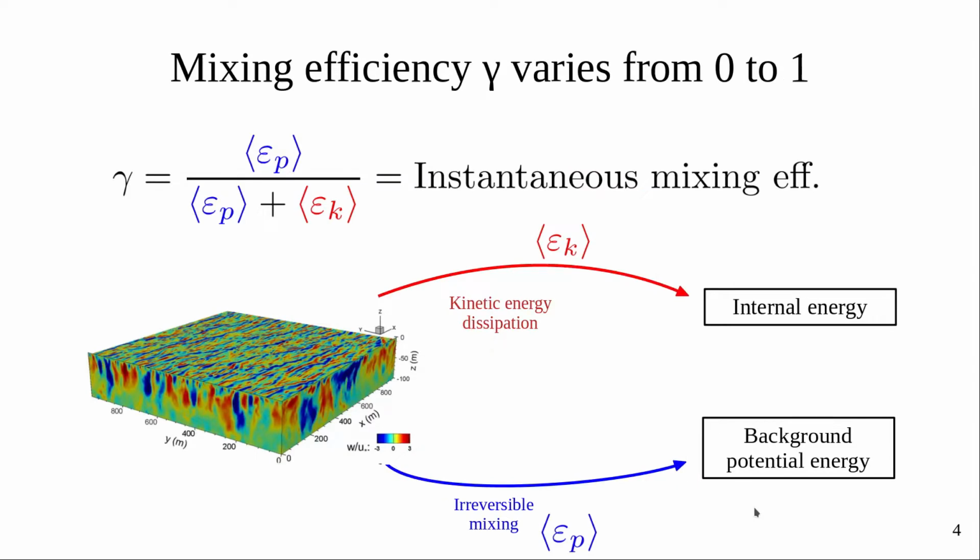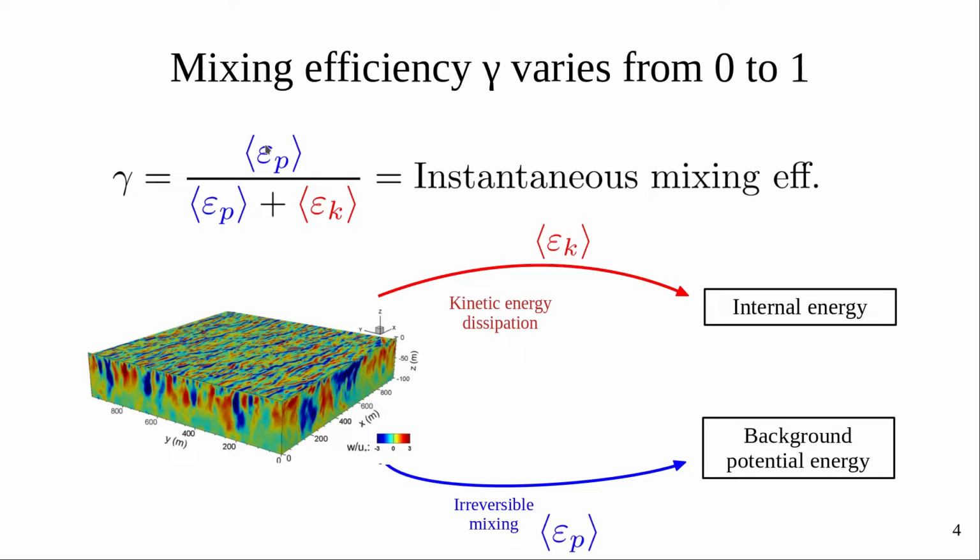And that allows us to define the mixing efficiency, which I'm calling gamma here. The mixing efficiency is defined like this. What it quantifies is the amount of energy that was extracted from the flow that is used to irreversibly mix buoyancy. So that is what the mixing efficiency is. It's a quantification of how efficient the flow is in mixing buoyancy.